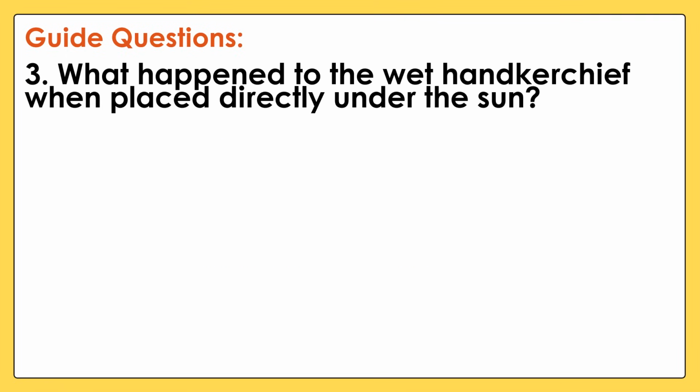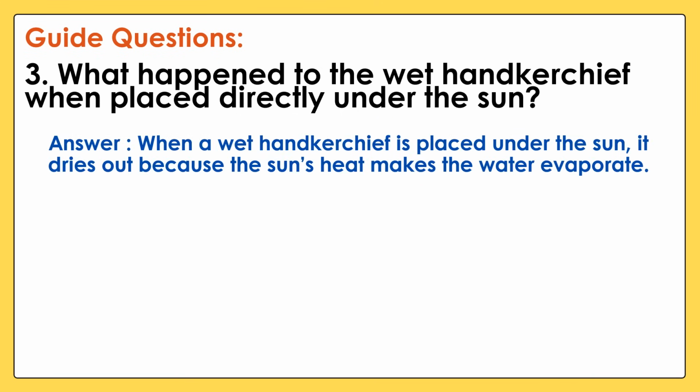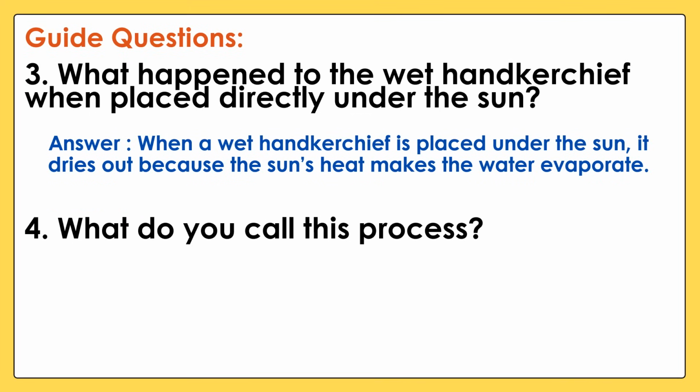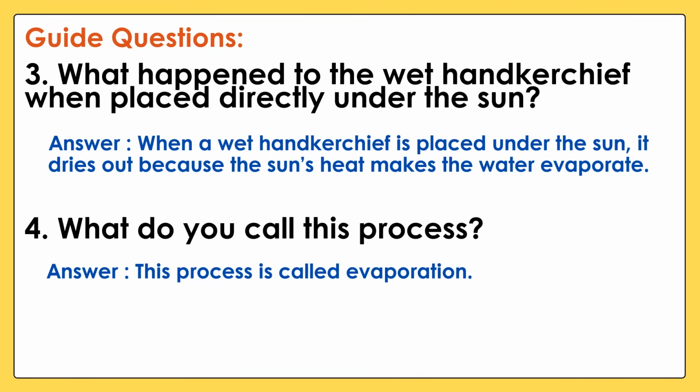Number 3, what happened to the wet handkerchief when placed directly under the sun? The answer: when a wet handkerchief is placed under the sun, it dries out because the sun's heat makes the water evaporate. Number 4, what do you call this process? The answer: this process is called evaporation.